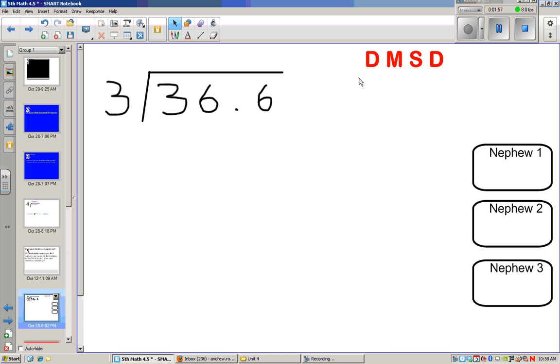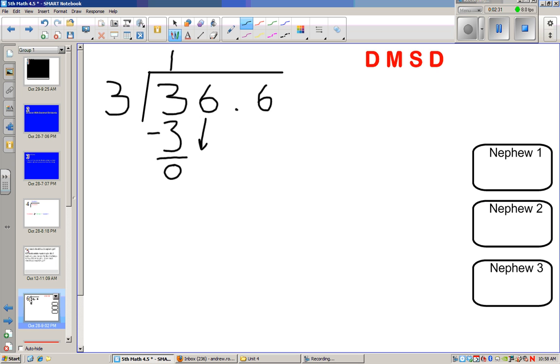Now, anytime I do a long division problem, I make sure to write DMSD right at the top of the paper to remind myself of the steps for long division. And those steps are divide, multiply, subtract, and drop. All right, so I start with divide. 3 goes into 3 one time. 1 times 3 is 3. Subtract. 3 minus 3 is 0.